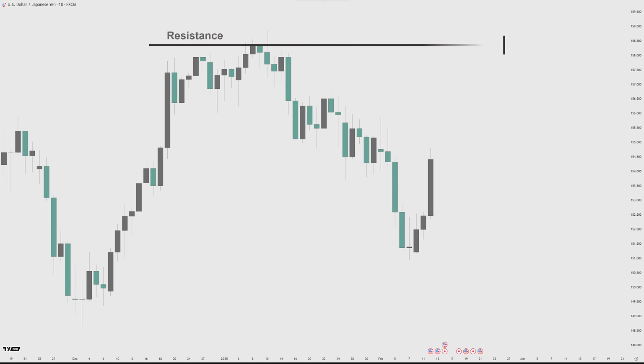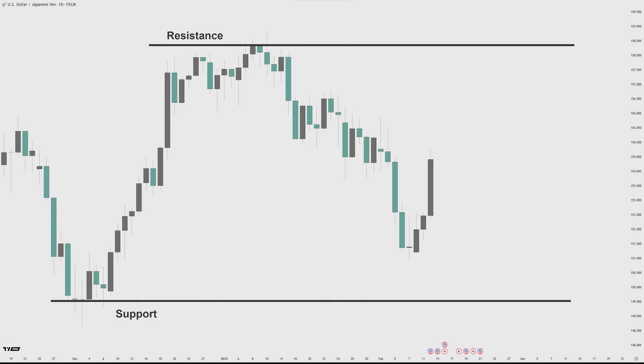At the top, we have the recent high, and at the bottom, we have the recent low on the daily chart. These levels are important because if we zoom into the lower time frames, we'll notice that these prices have been turning points for short-term trends. So, once the price reaches these levels again, we can expect a possible rejection.